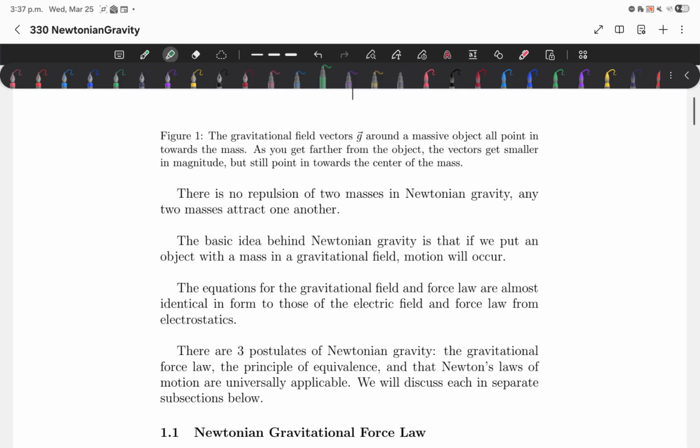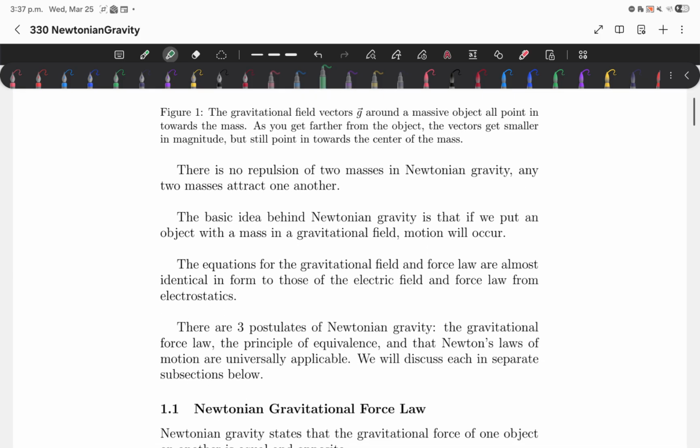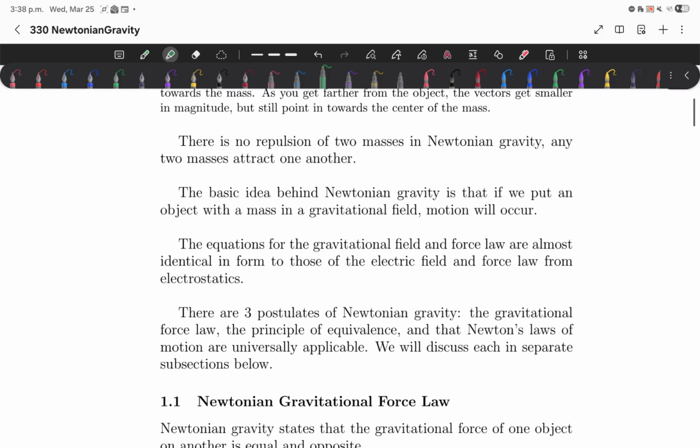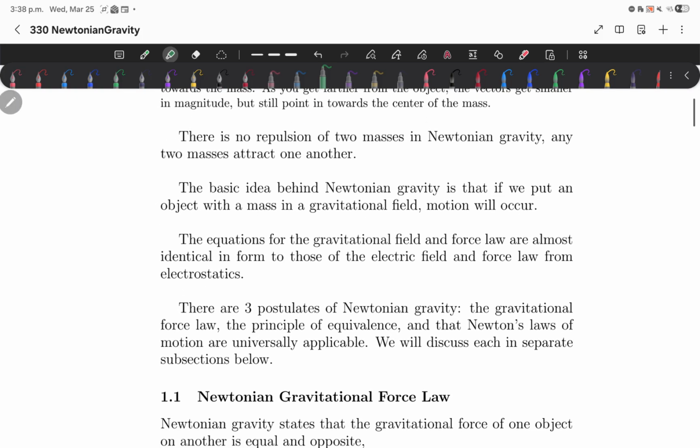So, Newtonian gravity, unlike electrostatics, there's no repulsion in this theory. If you have two masses, water bottle, stick, there's only attraction. Positive masses attract one another. This is one of the differences with electrostatics. In electrostatics, you need a negative charge and a positive charge for attraction to occur. In gravitation, positive masses will attract one another.